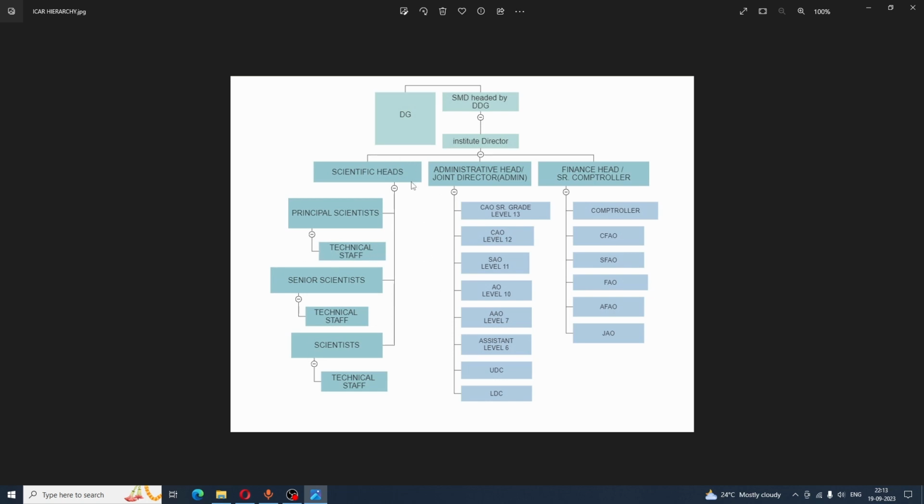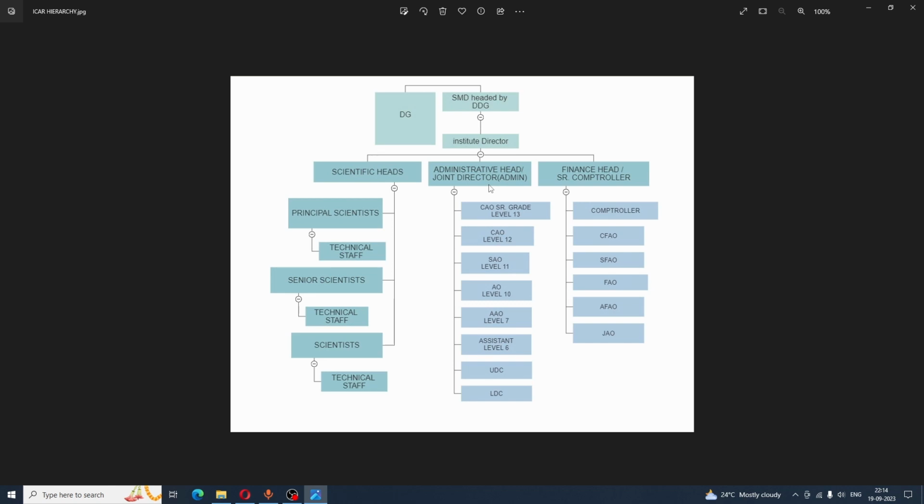There could be many scientific heads, so there could be many parallel hierarchies similar to what we are having over here. Along with this, in the administration, in the big institutes, the joint director admin, having 10,000 grade pay, is the head of the admin. Now, in smaller institutes, there won't be this position. In some institutes, the head of administration charge can be given to a CAO, who is the senior-most administrative officer. In some institutes it could be an SAO, and in some institutes it can even be an AO. So, it depends on the institute.